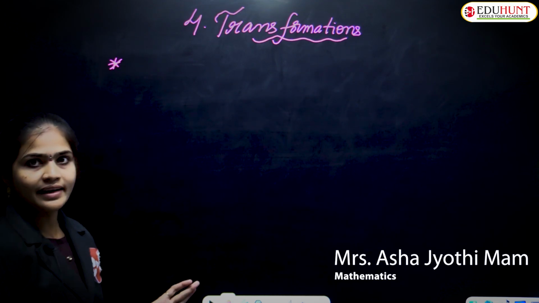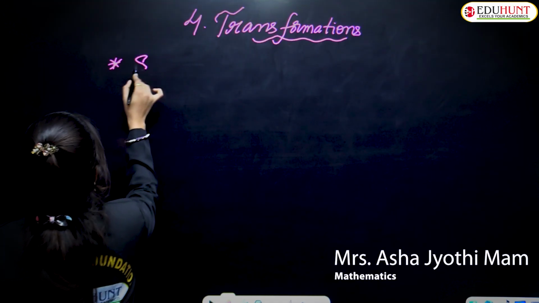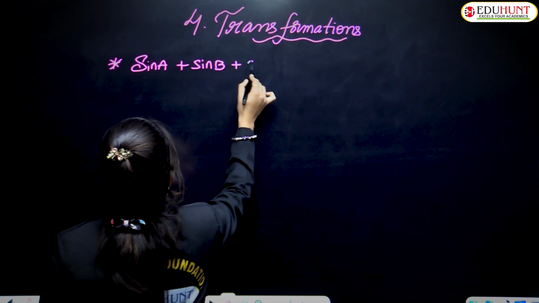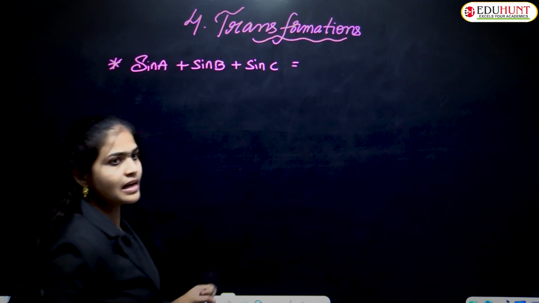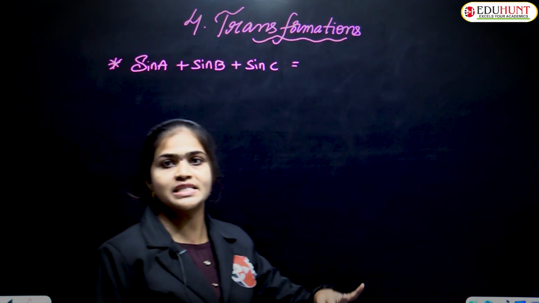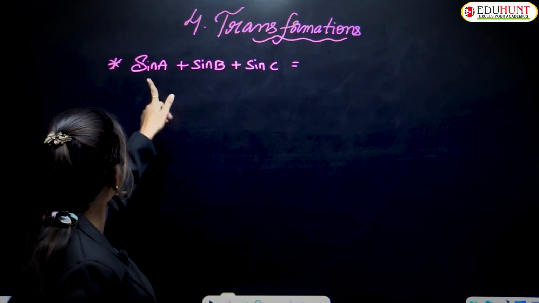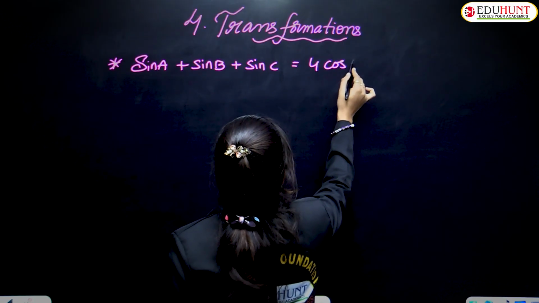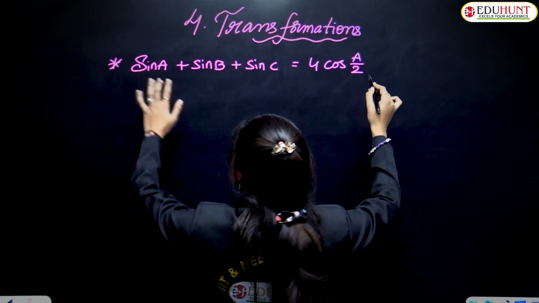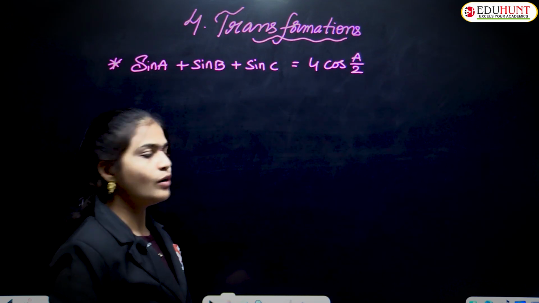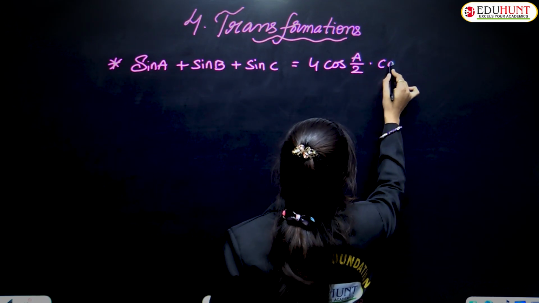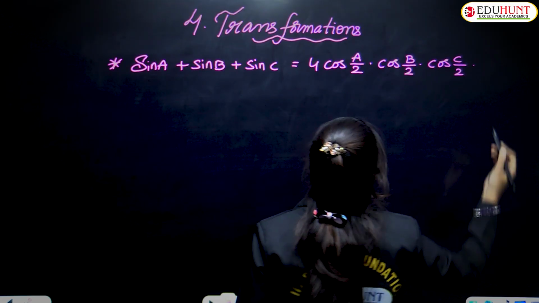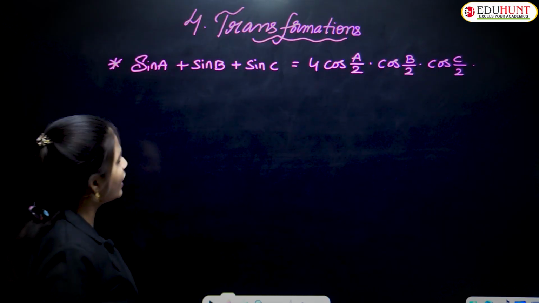So here the ninth identity is sin A plus sin B plus sin C. Up to now we discussed sin 2A, cos 2A, as well as sin square A and cos square A. So here the formula for sin A plus sin B plus sin C is equal to 4 cos A by 2, cos B by 2, cos C by 2. Why A by 2? Because these are submultiple angles. And the condition we know is A plus B plus C is equal to 180 degrees.